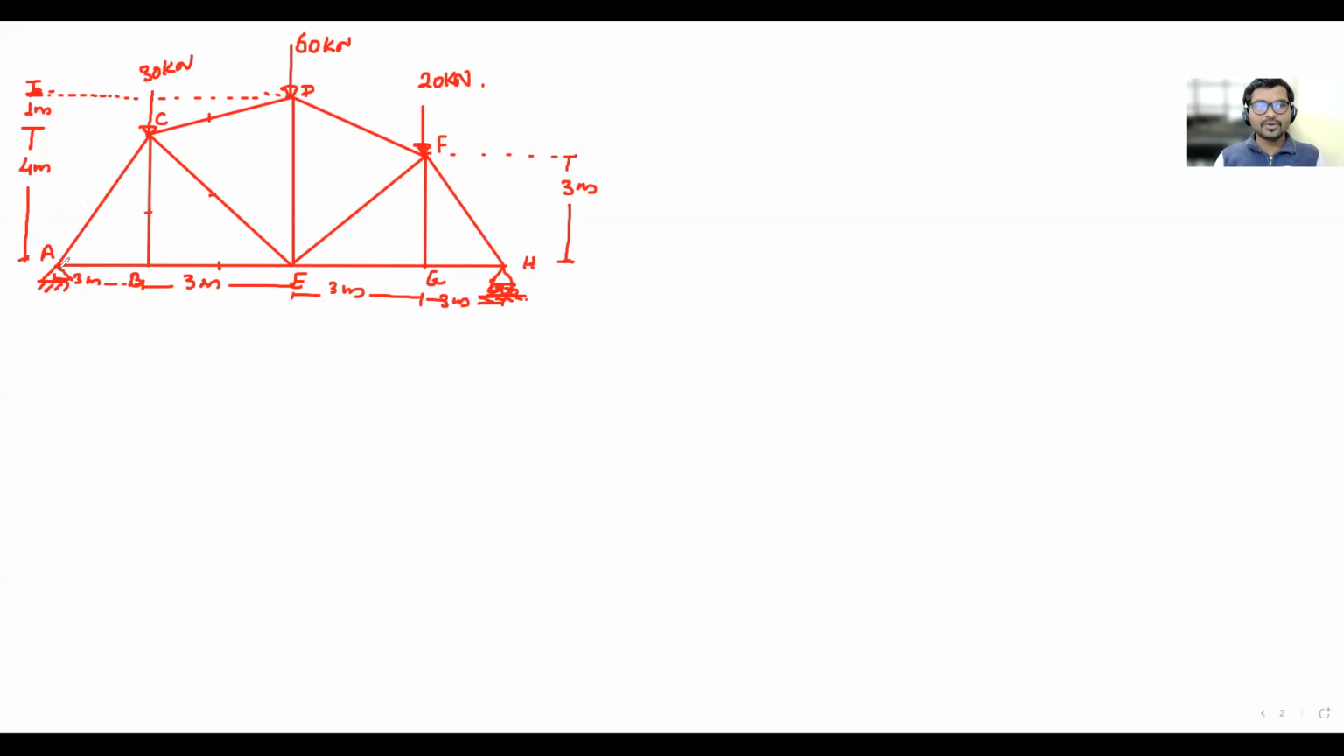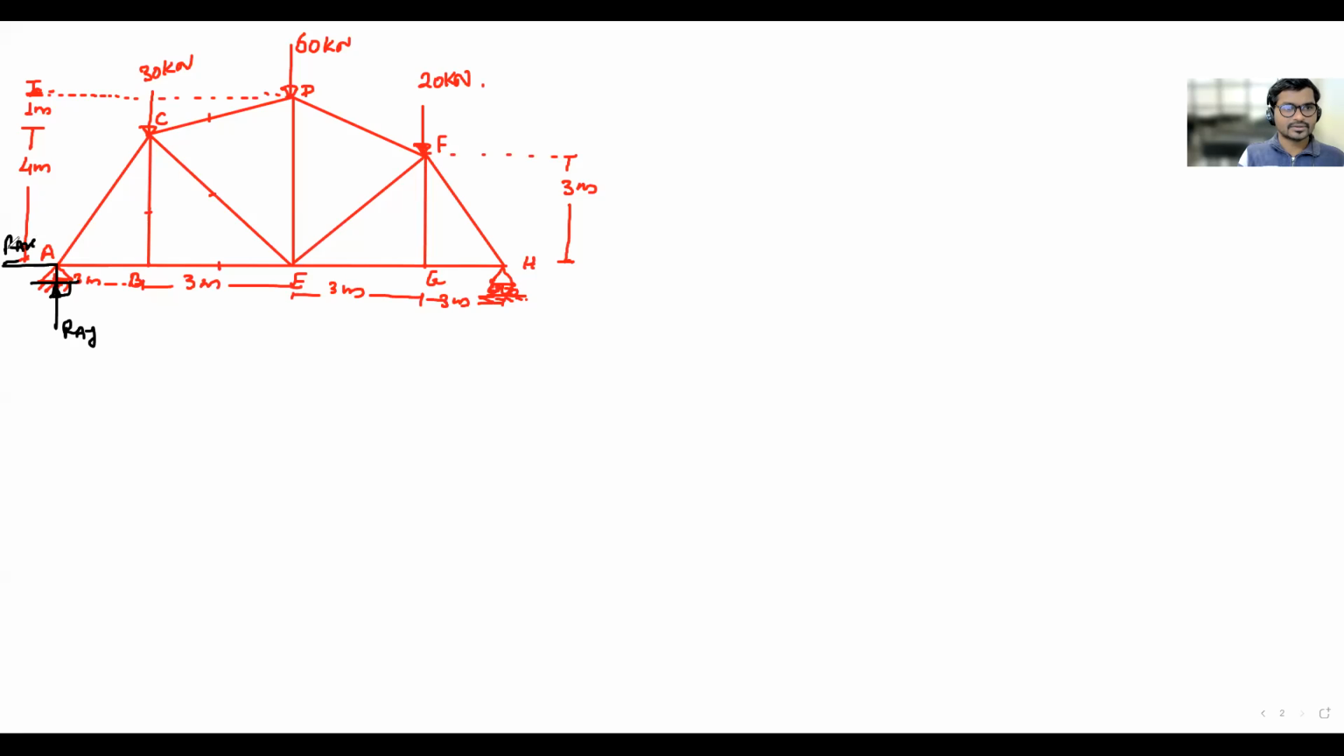Okay, so firstly we will go for the reactions at A and at H. So at A, which type of support is there? Hinged support. So how many reactions will be there? Two reactions. One of them will be perpendicular to the contacting surface. Its name will be RAY, direction upward. So the probable direction we are assuming is upward. Then at A there will be the horizontal reaction, that is along the x-axis, that is RAX.